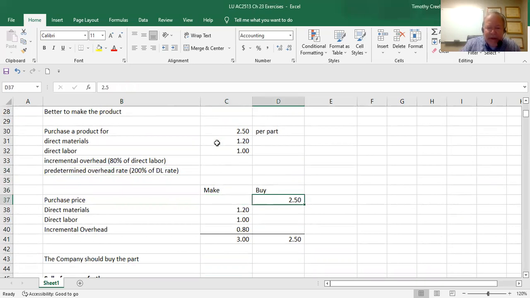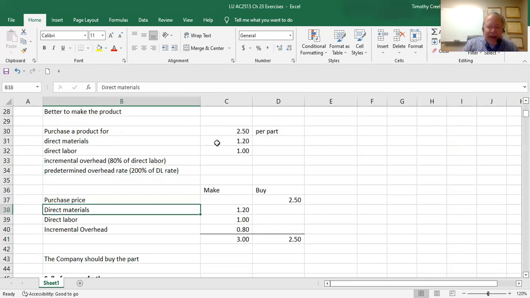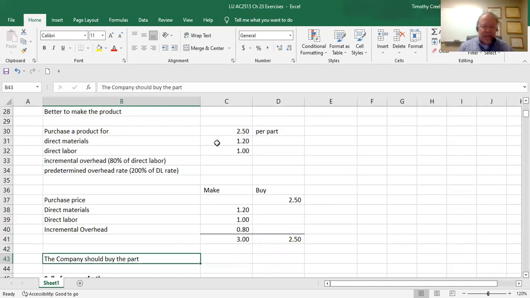Basically, if we decide to buy, that's going to be $250 per unit purchase price. And then if we decide to make, direct materials of 120, direct labor of 1, and incremental overhead of 80. And again, the incremental overhead is always what we look at with these decisions, because that would be the overhead that would change if we decided to buy. We don't use the predetermined rate because this is more of your total overhead. And we know that if we decide to buy, there's typically going to be some overhead costs that stay. So that's why there's a difference between the predetermined and the incremental, and we always want to go with the incremental. So in this case, the cost to make is $201, the cost to buy is $250, so the company should make the part.